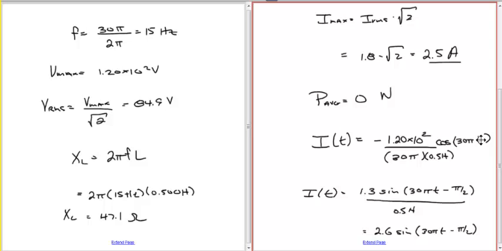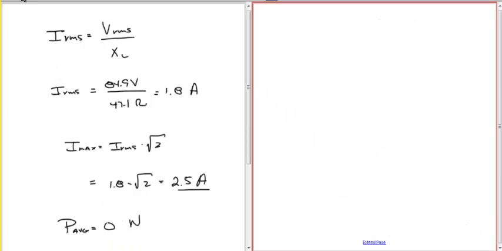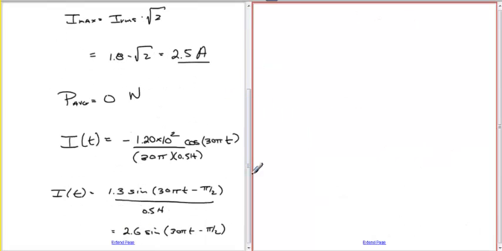The final question is: at what time after t equals 0 does the instantaneous current reach 1 amp? So what I need is 1 amp for this. I should be able to just solve for t if I know what I'm doing. So 1 amp is equal to 2.6 sine of 30 pi t minus pi over 2.